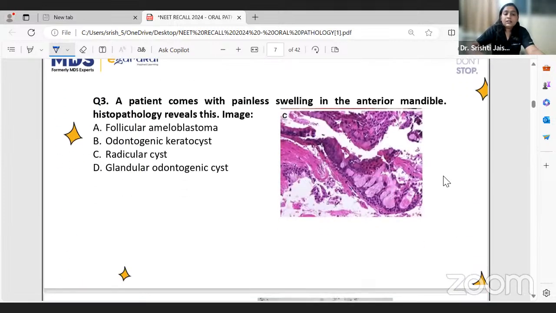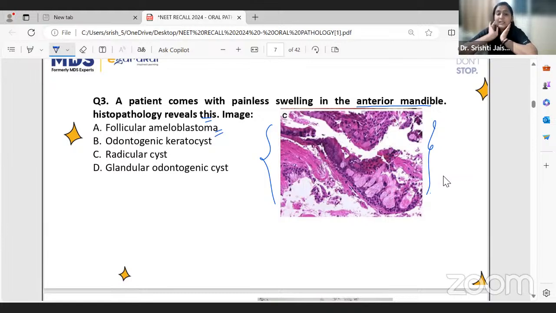Now, third question, glandular odontogenic cyst. I recalled this in your final lab in TND because I had this huge gut feeling that this question would be asked in your paper. Okay, so a similar histopathological feature was discussed in the live session. Now, how will we rule out the options? The first is that it is present in the anterior mandible. Okay, histopathology reveals this image. Now, ameloblastoma is most commonly seen in the mandibular posterior region.